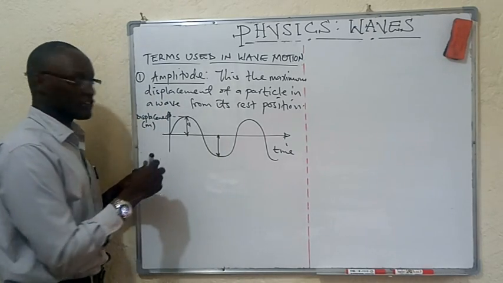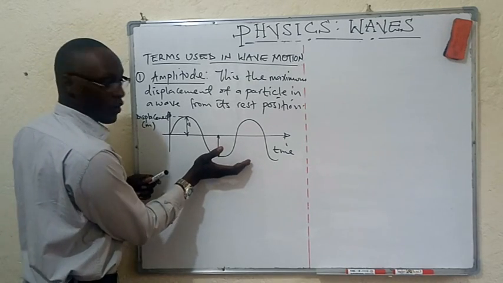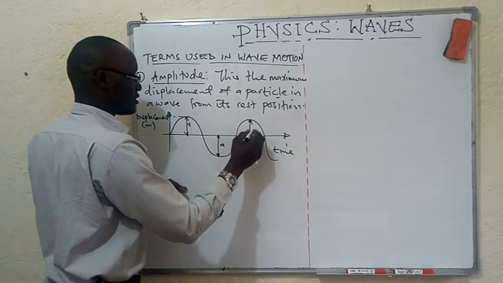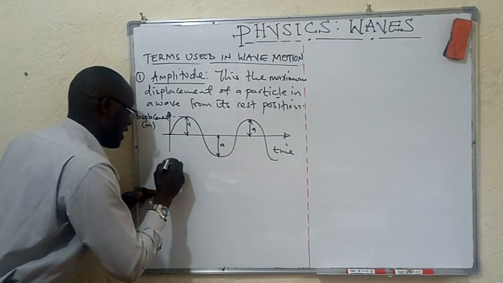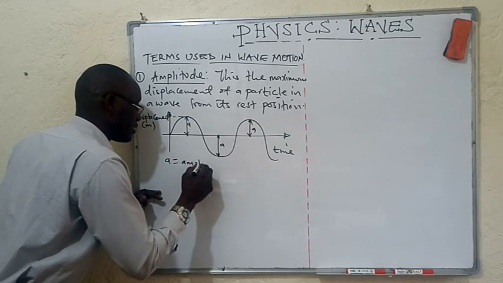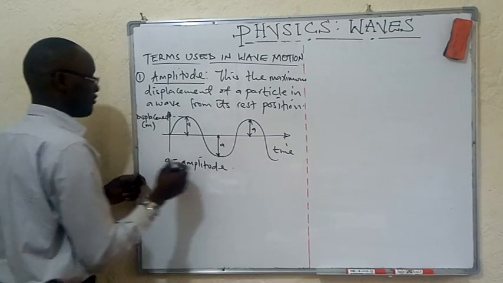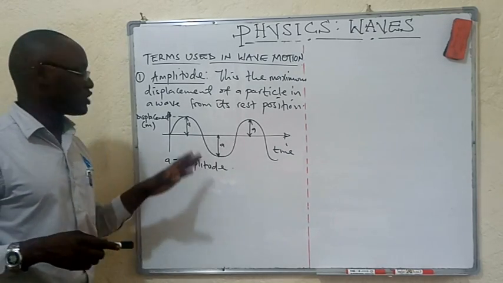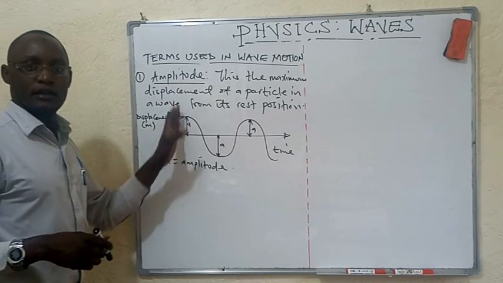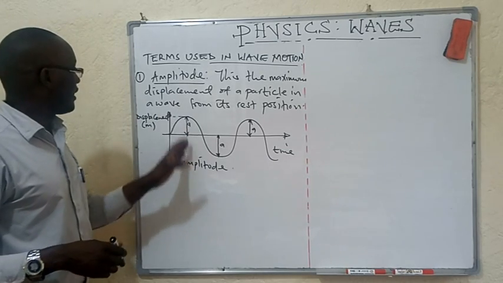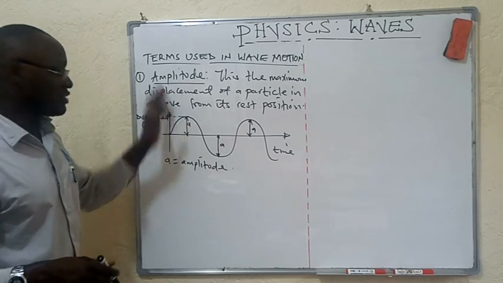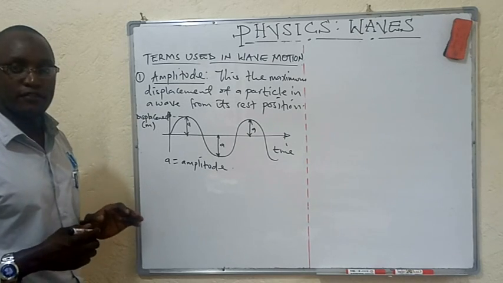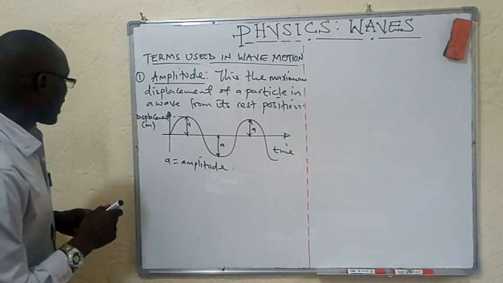Also, it is the same for the regions below the rest position. These are regions above the rest position, and then these are regions below the rest position. So this is also amplitude. So A is equal to amplitude. Here we have defined amplitude in reference to a transverse wave in which particles are vibrating or oscillating perpendicular to the direction of travel of the wave.